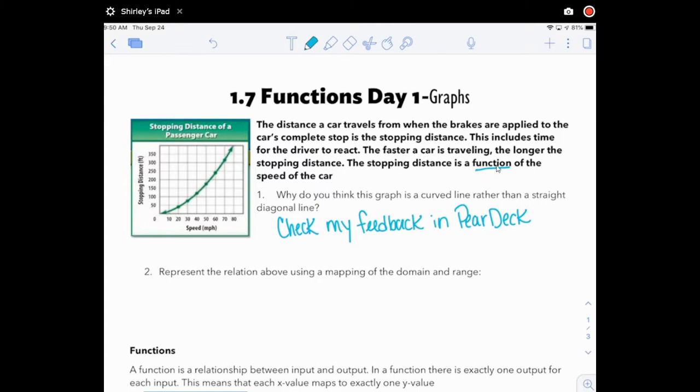A little bit later on, we're going to define what that means. Right now, we're just going to analyze that situation and look at the graph.